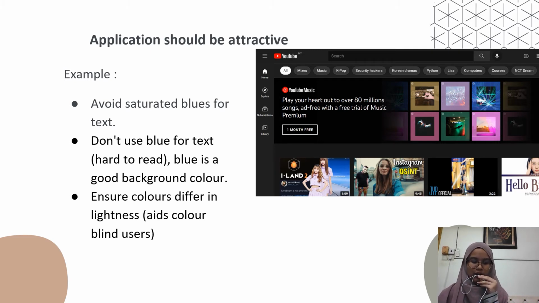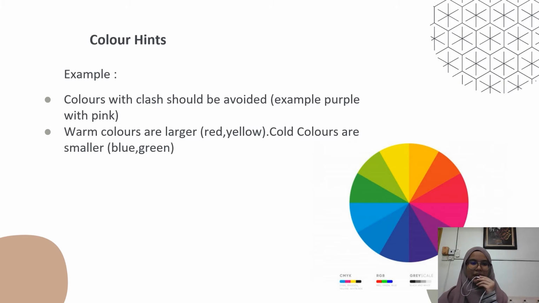Ensure colors differ in lightness for colorblind users. For example, colors that clash should be avoided, like purple with pink. And next, warm colors are larger, like red and yellow. Cool colors are smaller, like blue and green. Okay, that's all from me.